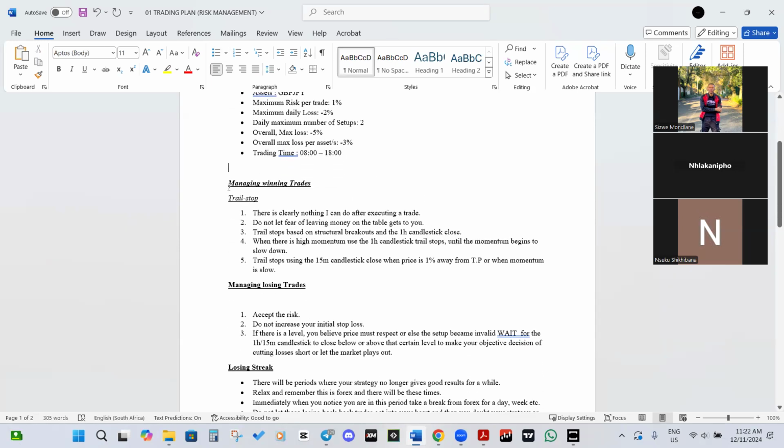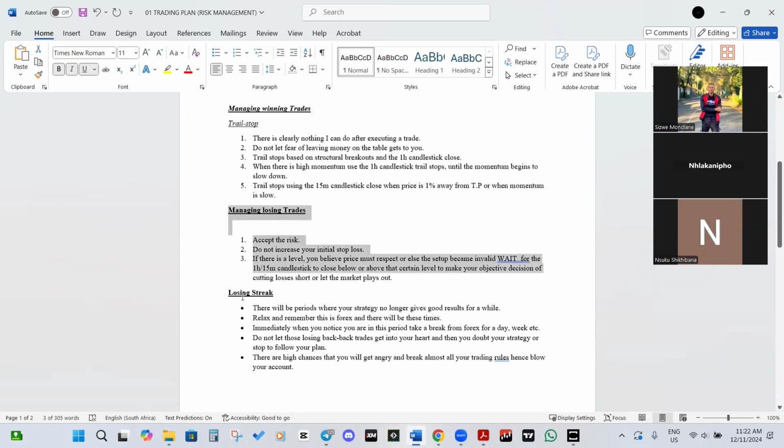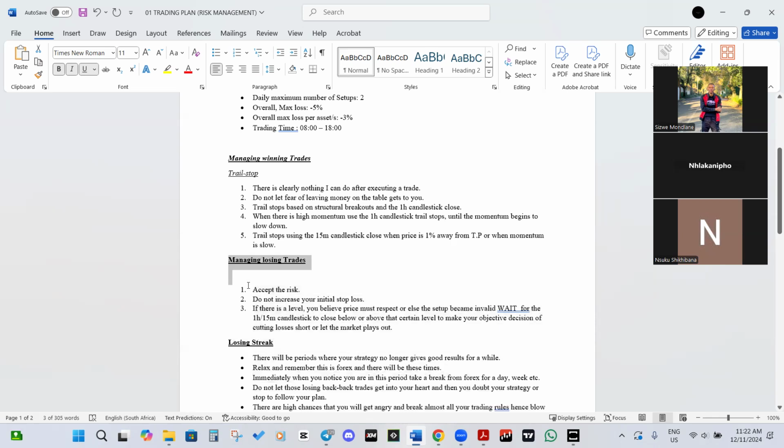Okay, and then let's talk about managing winning trades. This one is just a bonus. We should have just focused on losing trades, because risk management is all about that. Now this one is managing winning trades. But okay, we can just talk about it.